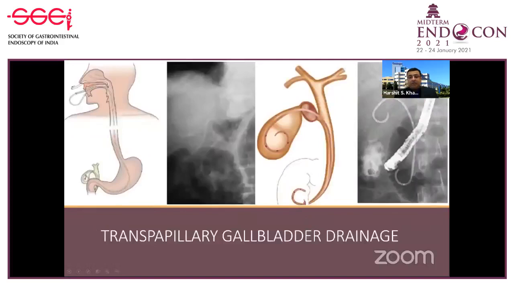The first part would be a transpapillary gallbladder drainage. Now, this could be done in 2 ways, either as a nasocystic drain, endoscopically placed, or a transpapillary transcystic gallbladder drain or stent.